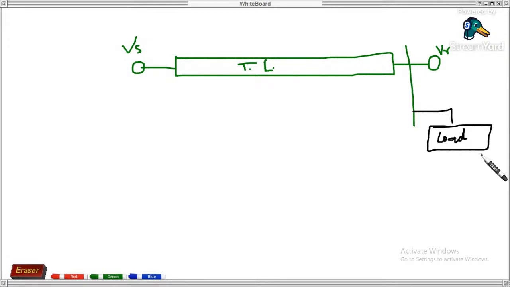Now, loading up a transmission line means what? Loading up a transmission line means what? Sending active power through the transmission line.